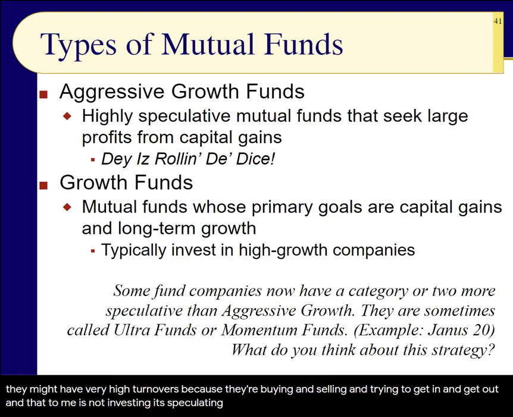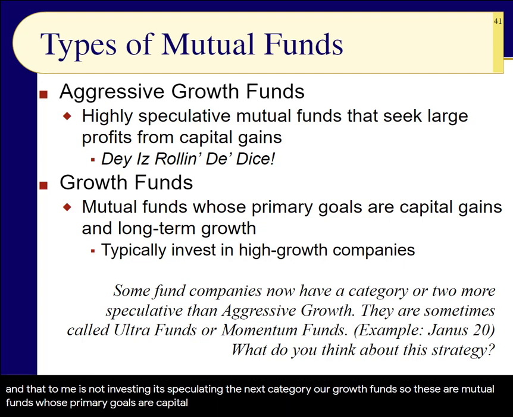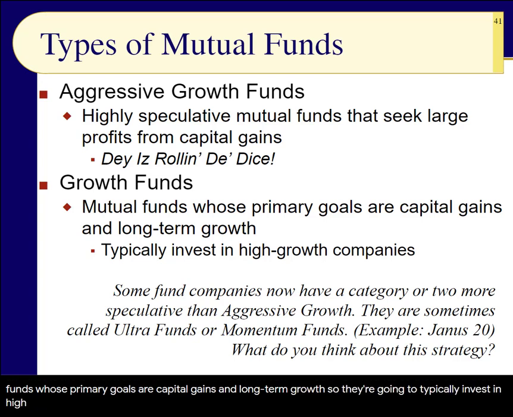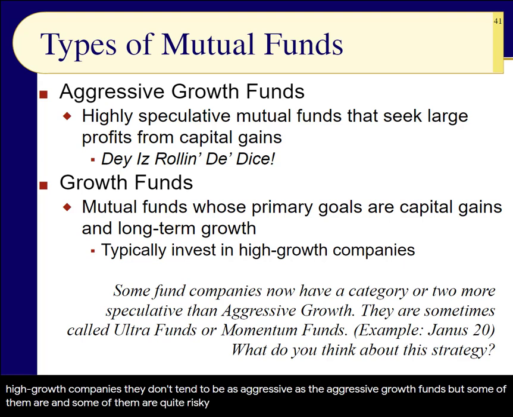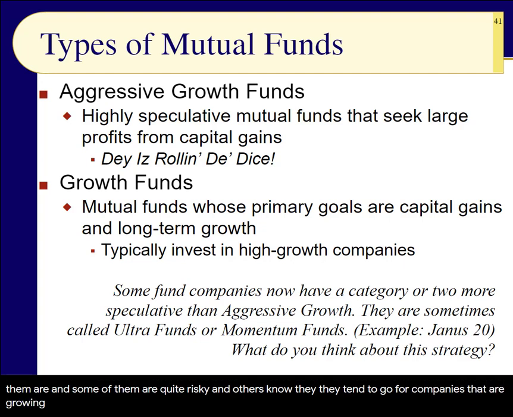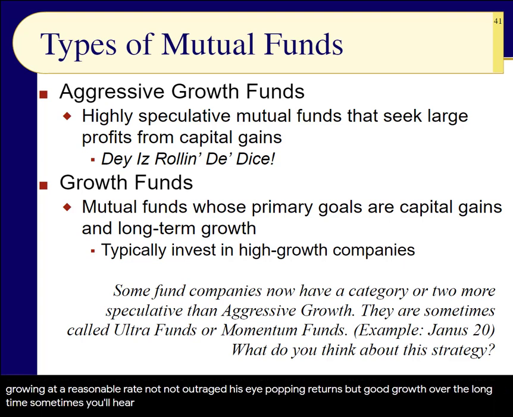Okay. The next category are growth funds. So these are mutual funds whose primary goals are capital gains and long term growth. So they're going to typically invest in high growth companies. They don't tend to be as aggressive as the aggressive growth funds, but some of them are, and some of them are quite risky, and others no. They tend to go for companies that are growing at a reasonable rate, not outrageous eye popping returns, but good growth over the long time. Sometimes you'll hear them say growth at a reasonable price.